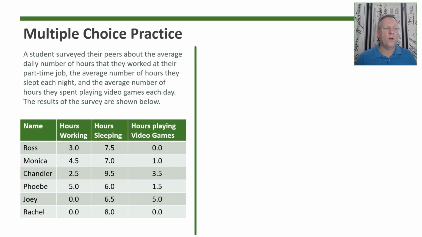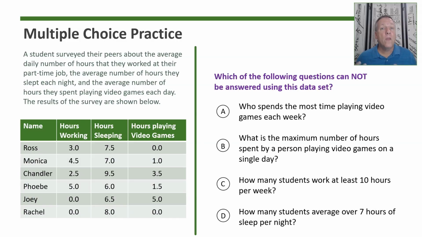So, multiple choice question. A student surveys their peers about the average daily number of hours that they worked at their part-time job, the average number of hours that they slept each night, and the average number of hours they spent playing video games each day. And so the results of the surveys are below, or maybe part of the survey here. So you notice we have their names, the hours working, the hours sleeping, and the hours playing video games.